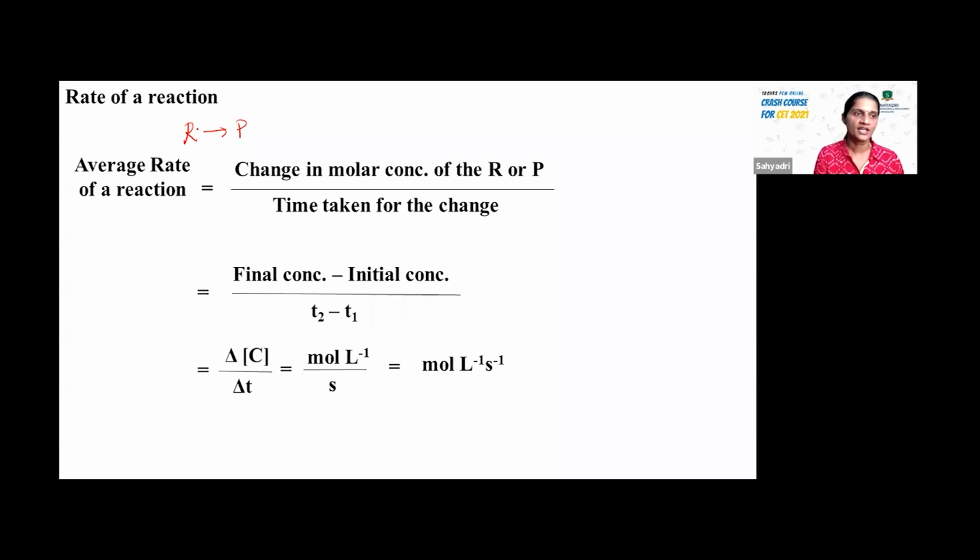So, or we can write final concentration of the reactant minus initial concentration of the reactant, or the product also we can take. Now, concentration of the reactant is decreasing with respect to time, whereas product is increasing with respect to time. So we write the positive sign for the change in molar concentration for the product, and we write negative sign for the change in concentration of the reactants. Is that fine?